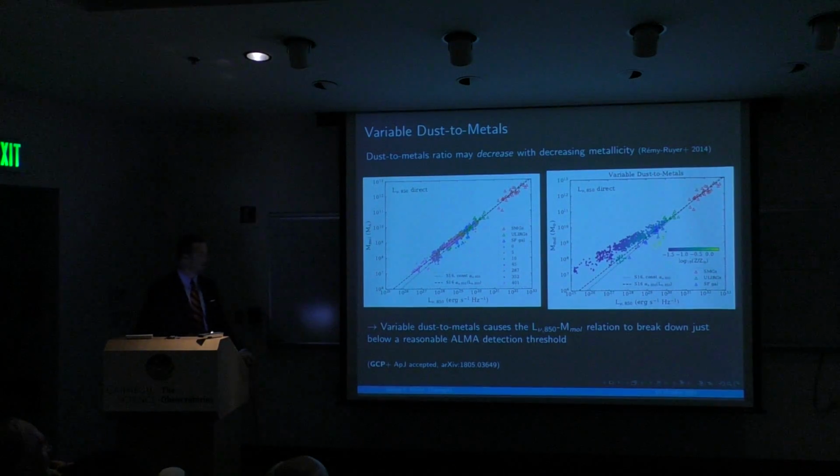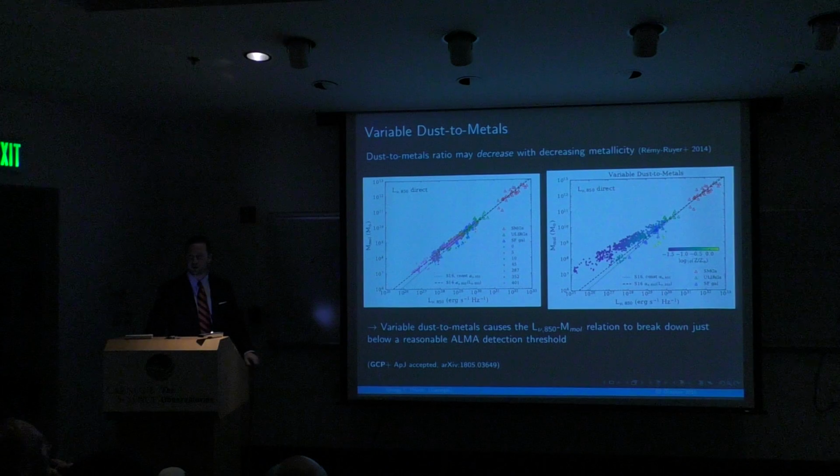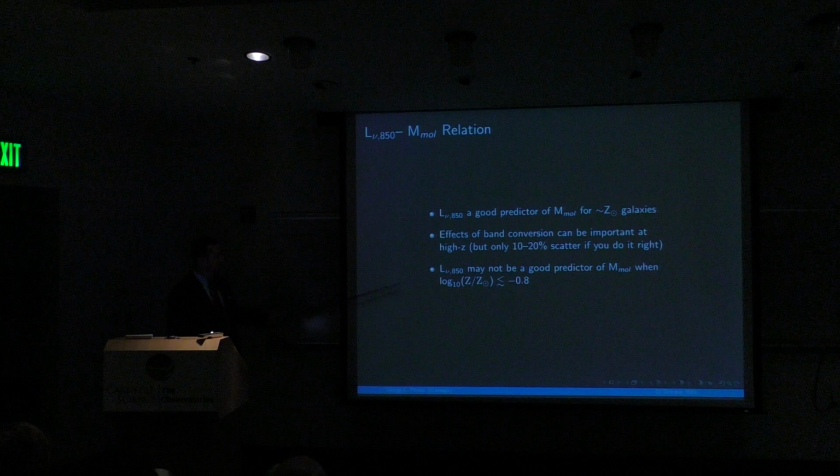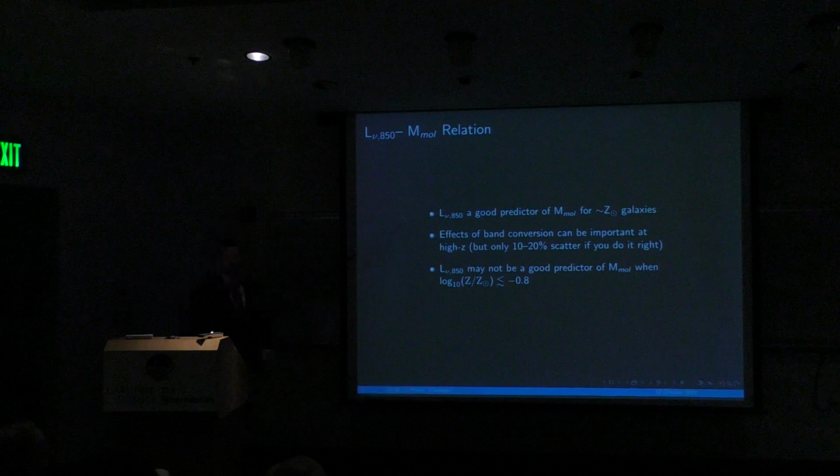But just keep that in mind if you start looking at really lensed things and throwing a lot of ALMA time at stuff. So the summary for that is that the 850 micron luminosity is a good predictor of the molecular mass for solar metallicity galaxies.